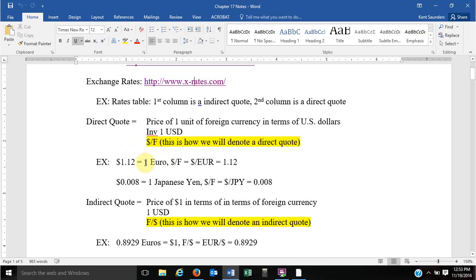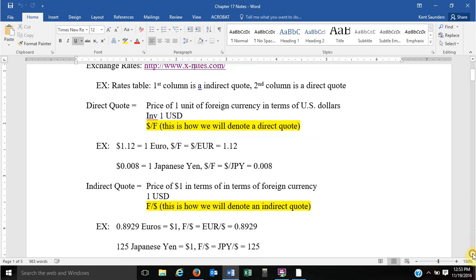These are direct quotes. We could also express those same things in terms of an indirect quote. That is, what's the price of $1 in terms of the foreign currency? This is that one U.S. dollar column from the exchange rate website, that first column. We will express that with the foreign currency on top, slash dollar. So how many units of the foreign currency does it take to buy $1? I'm going to try to scroll down a little bit here.